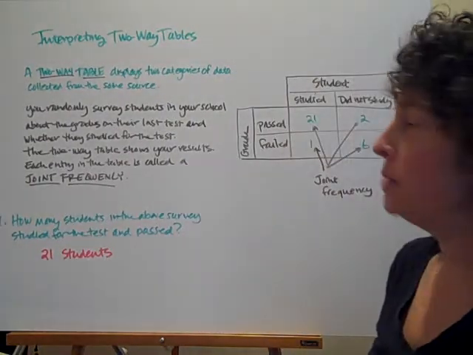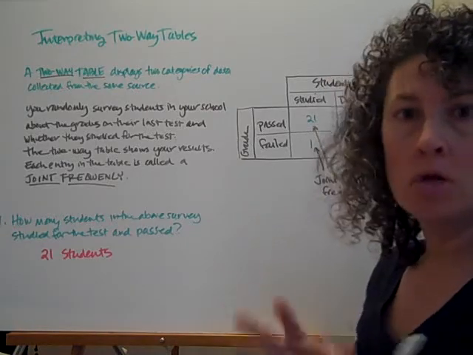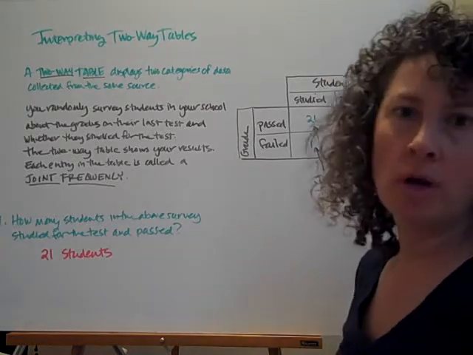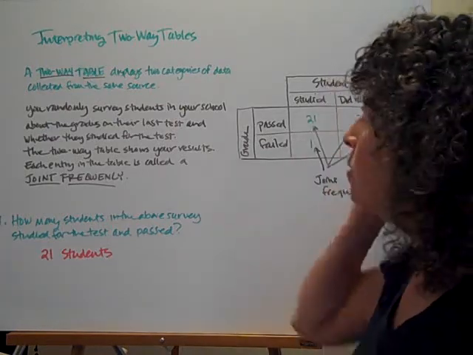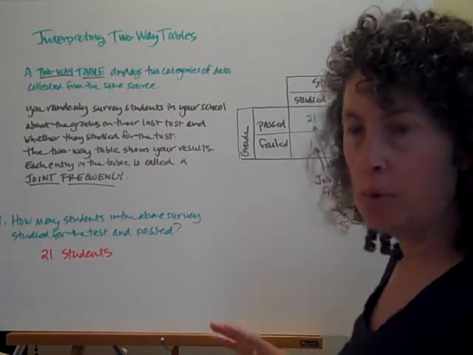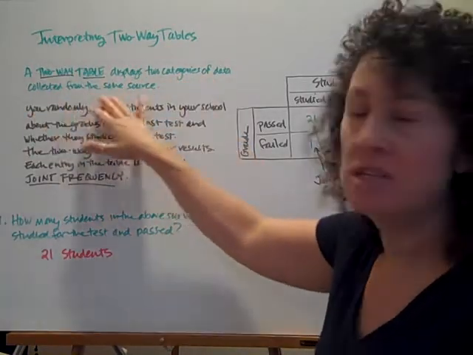Interpreting two-way tables. So we're looking at representing data here. So we've taken a survey, we're trying to figure out what to do with the results of all those numbers that we've collected. So one way we can organize that is a two-way table. So a two-way table displays two categories of data collected from the same source.